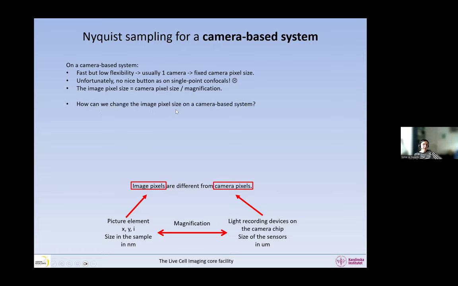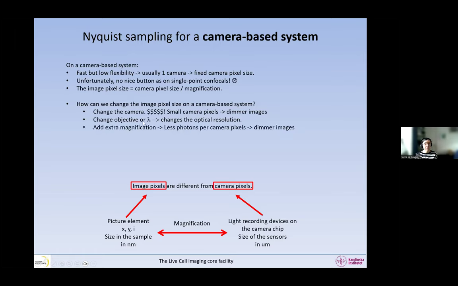How can we change the image pixel size on the camera-based system if we cannot change the camera? Well, you could change the camera, but it's very expensive. And if you buy a camera with very small pixels, then the images are a bit dimmer. But anyway, this is totally an option, so you want to consider it if ever you are in the position of buying a camera. You have to think about the pixel size. We could change the objective or we can change the wavelength, but clearly that changes the optical resolution. We have lots of reasons why we may want one objective or one wavelength compared to another. So maybe we're a little bit stuck with this as well.